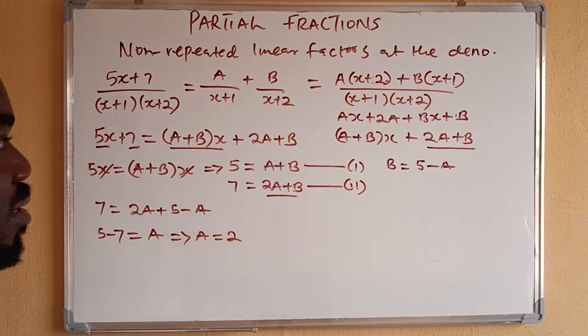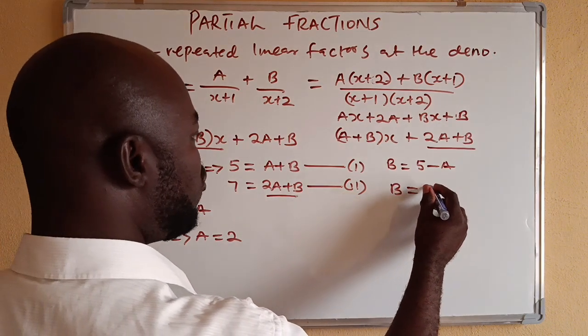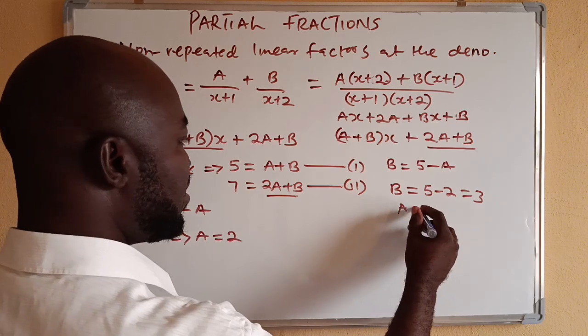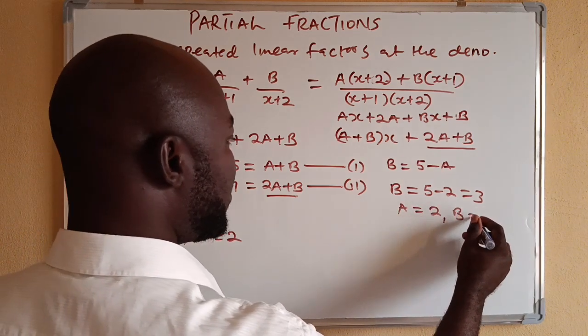How do I get my b? My a is 2, my b will be 5 minus 2, and that is 3. So you can see that a is 2, and then b is 3.